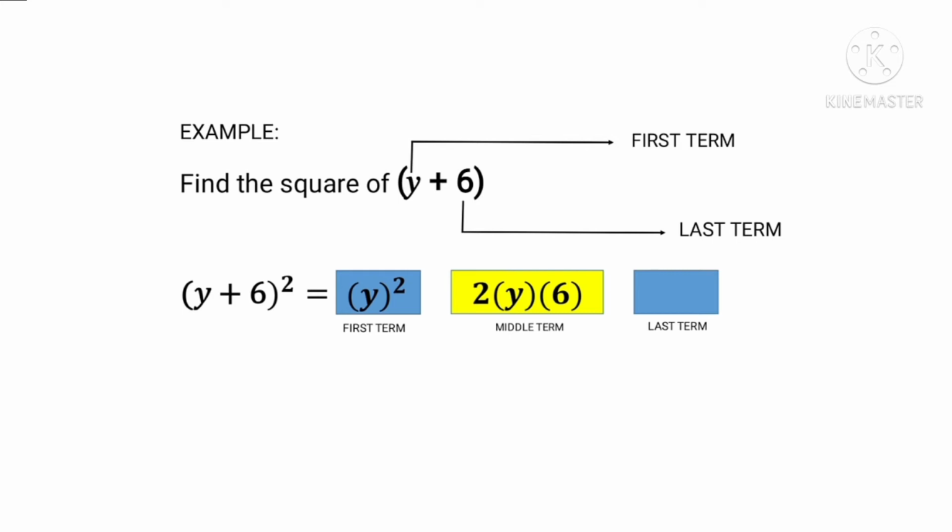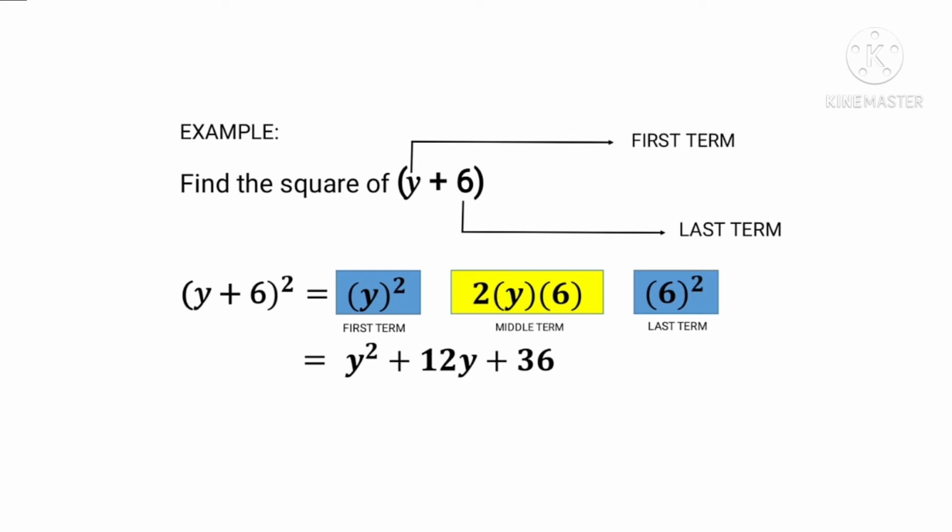And doon sa last term, di ba ang gagawin natin sa last term na magiging product natin ay i-square natin yung last term. Ano yung last term ng binomial? We have 6. So, magiging siyang 6 raised to 2. Then, by evaluating, therefore, we have now the product of the square of the binomial y plus 6 is equal to y raised to 2 plus 12y plus 36.